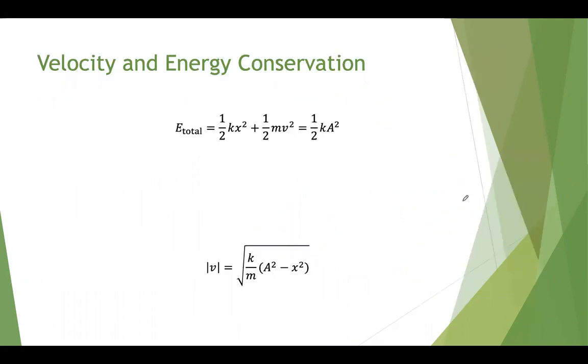All right, so we're going to move on to velocity and energy conservation. Now it does go over the derivation in your textbook, but I'm not going to go through that. Just to point out energy conservation and then looking at the velocity here, it would just be solving this equation for our velocity to obtain this equation down here for velocity. And that's the square root of k over m times a squared minus x squared.